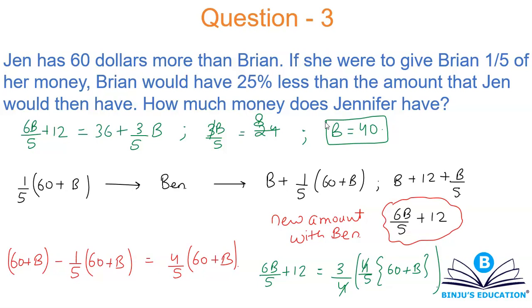There are no 3 people. There are still 2 people. That is Jen and Brian. So Brian has 40. Now I just need to calculate Jennifer. So Jennifer has $60 more. So Jennifer would basically have $100, and that will be the answer. Jennifer or Jen would basically have $100.